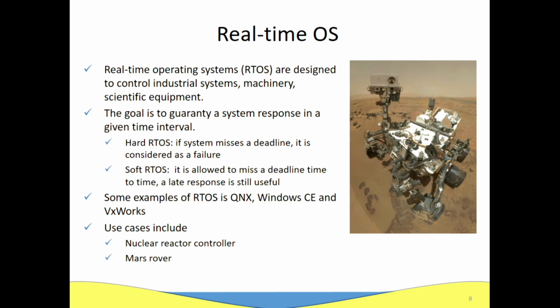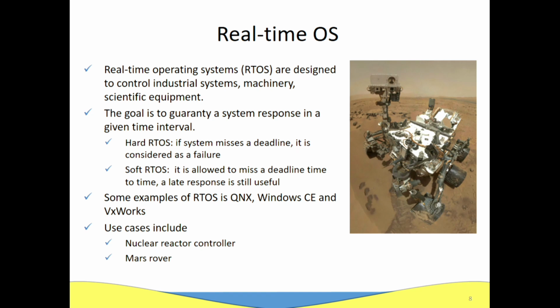Real-time operating systems are a special class of operating systems that are designed to control industrial systems, machinery, and scientific equipment. These operating systems are also often embedded. Let's take a look at a couple of examples. Controlling a nuclear reactor or a Mars rover requires precise timing. That is where real-time operating systems come into play.